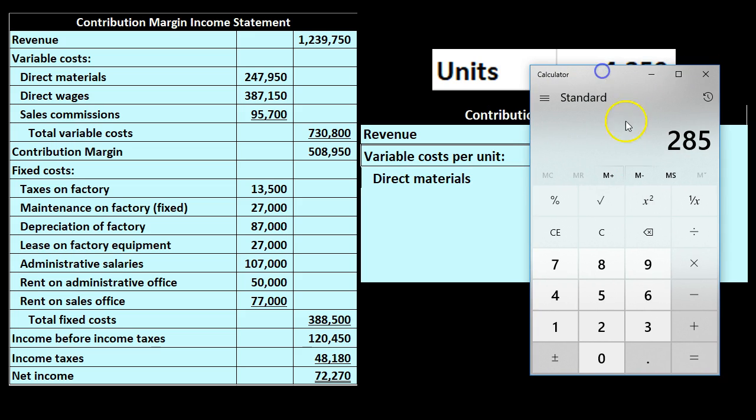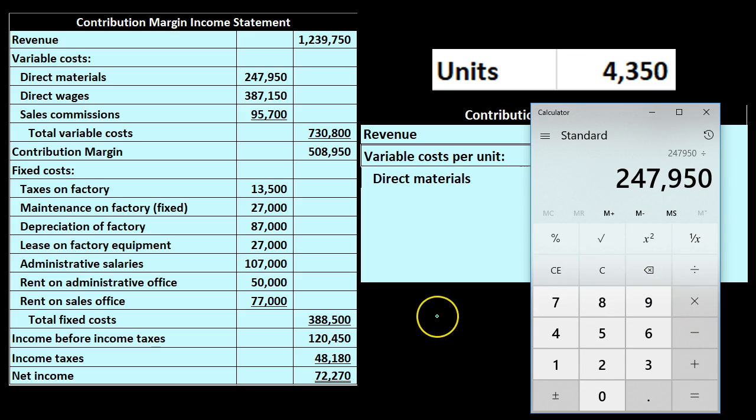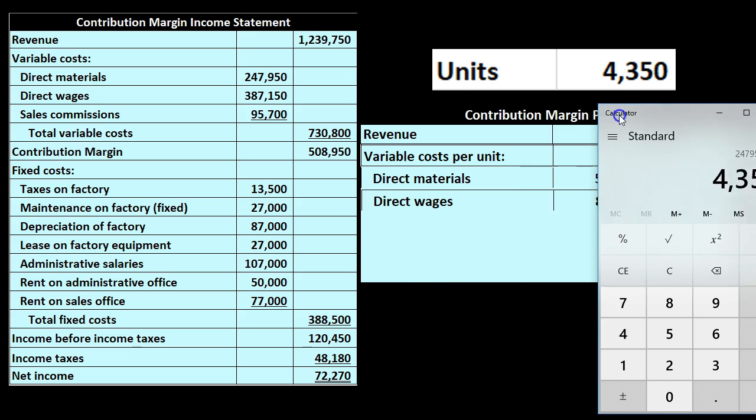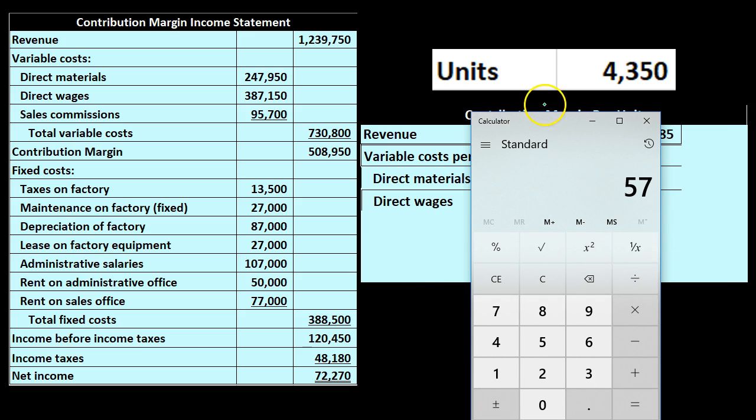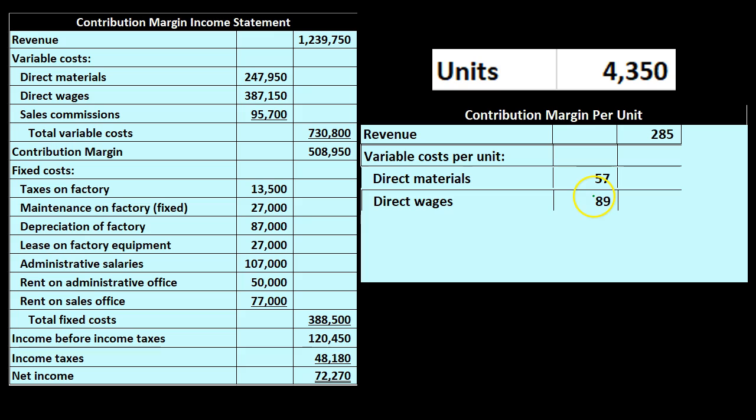And this is the key. This is what we can't typically do in a normal type of income statement. We could take the variable cost items and say, all right, this is the 247,950 divided by the number of units, which is 4,350. And that's going to give us the 57. So in this case, we have 57 for the direct materials. So that's what we're getting from this.